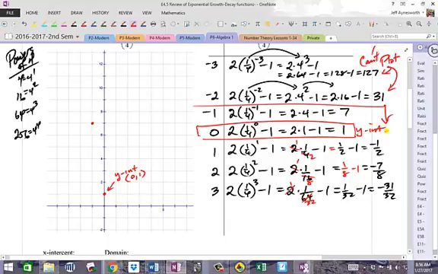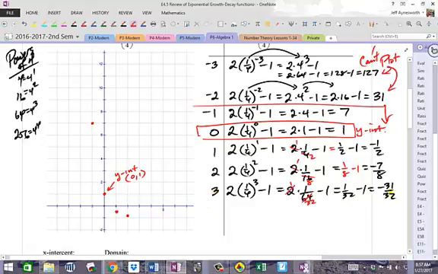Okay, and then 1, -1/2. So right 1 up, right 1 down 1/2. So right 1 down 1/2. Be accurate when you plot. Right 2 down almost 1. See, negative 7/8 is almost negative 1, so it's down almost 1 unit right here. And then right 3, down almost 1.